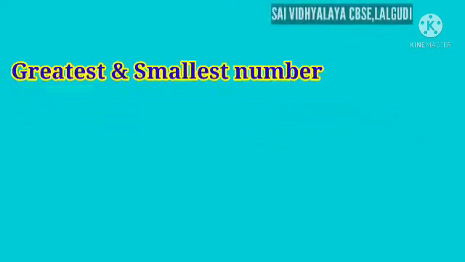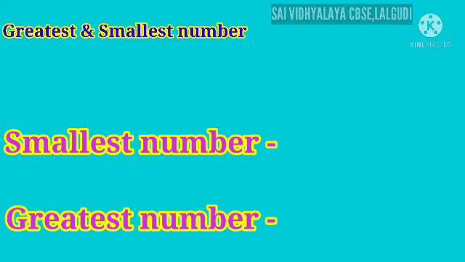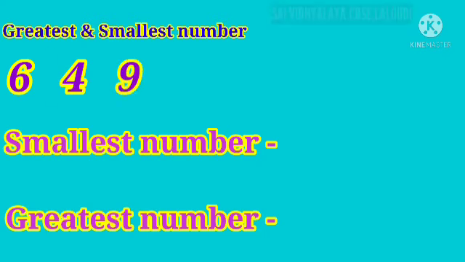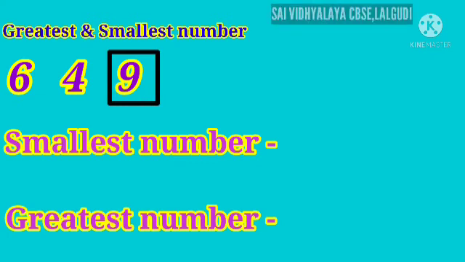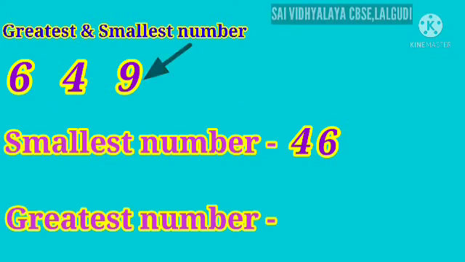I am going to give you an example. Form greatest and smallest number by using the numbers 6, 4, 9. Which is the smallest number? Yes, it is 4. Next immediate greater number is 6. Greatest number is 9. So, if you want to write the smallest number, start from the smaller number, that is 4. Immediate greater number is 6. Write 6. And next greatest number, that is 9.